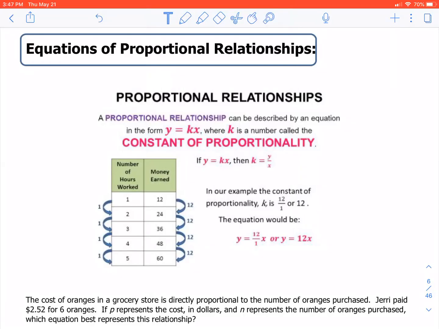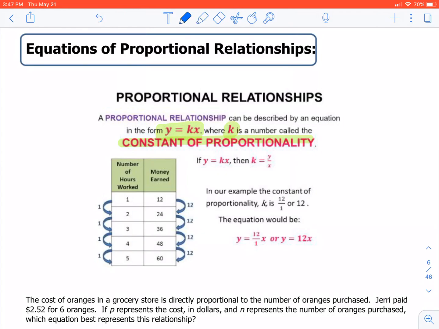All right, so let's talk about equations of proportional relationships. Now, we've learned what a proportional relationship is. Now we're going to talk about how to write the equation of one. Now, you can see that this right here is the equation they give us for a proportional relationship. K is called the constant of proportionality.